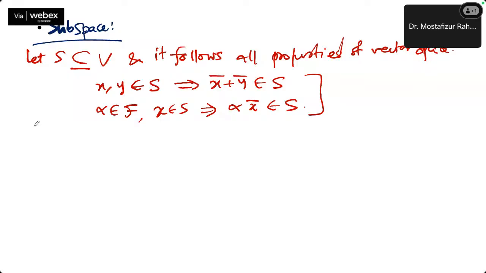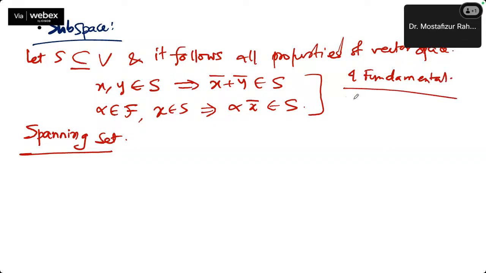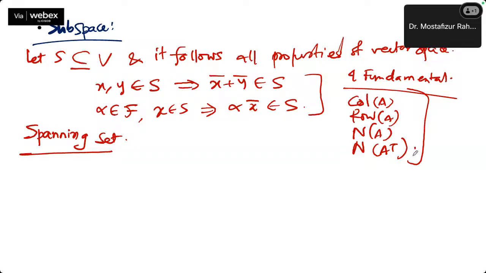Then the third part is the spanning set. Now, why did I just define subspace? There are four fundamental subspaces, which I'll come to just after the spanning set: the column space of the matrix A, the row space of the matrix A, the null space of the matrix A, and the left null space of the matrix A. These are important, specifically when you try to design the inverse of a system. I'll come to that. Now, spanning set.